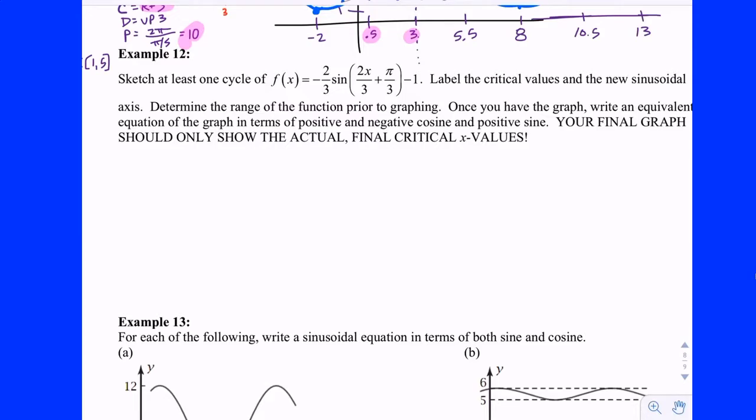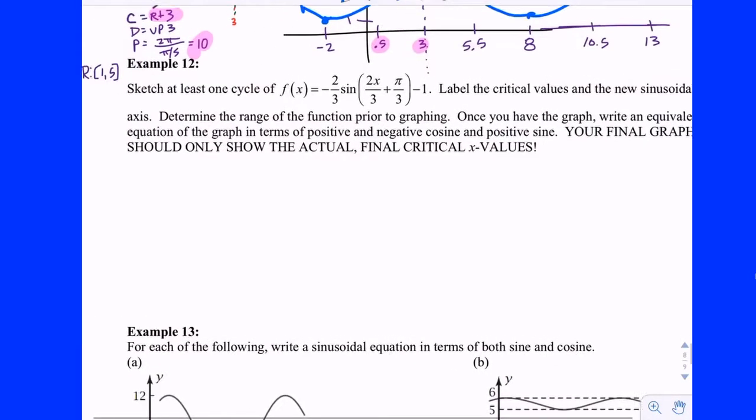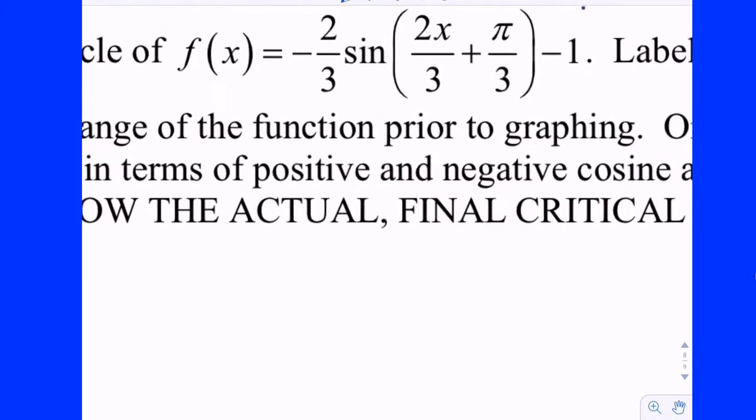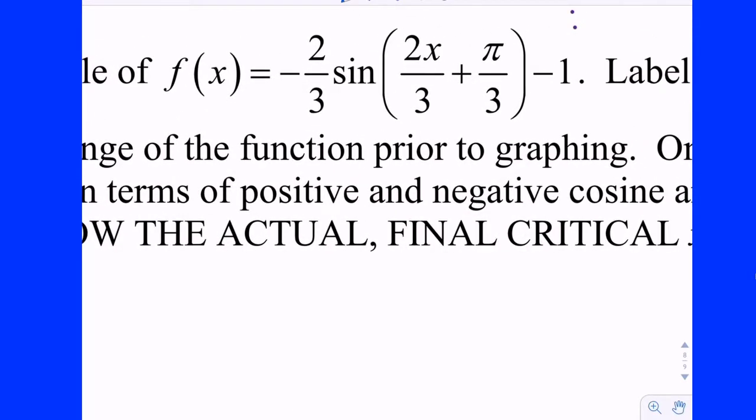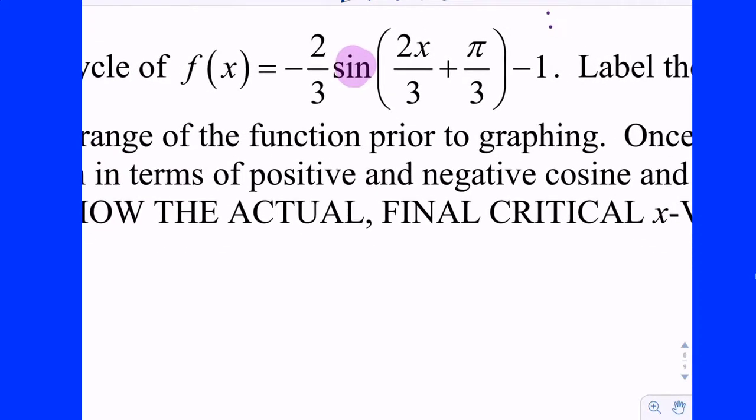Example 12 is going to be another one of those fun ones where the critical values are kind of messy, which means they're kind of fun. Sketch at least one cycle of this function. Label the critical values, blah, blah, blah. Okay. What's the parent function? Sine. That's pretty easy, right? Once you identify the parent function, you look to see if it's in standard transformation form. Is it? No. So that's our next goal.